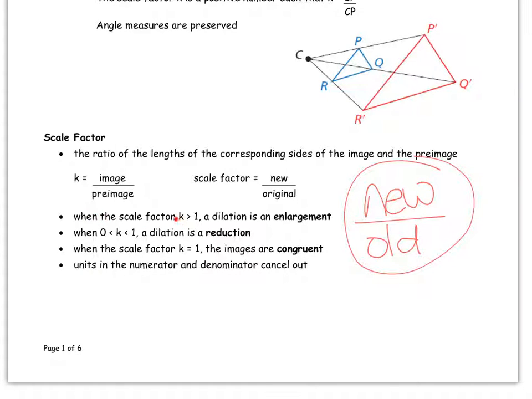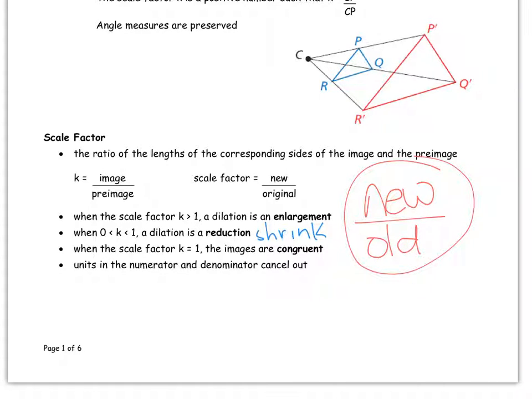When the scale factor is a value greater than 1, then that means there's an enlargement. When 0 is less than K, which is less than 1, then the dilation is a reduction. When the scale factor is equivalent to 1, then the images are congruent and nothing actually changes. When we talk about a reduction, another word that we can actually use for that is when it shrinks.